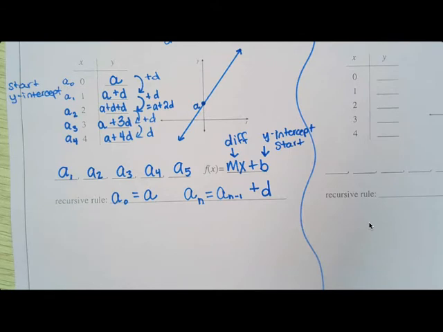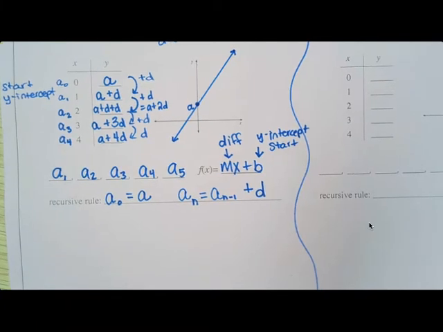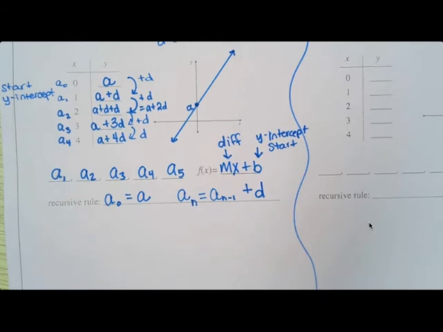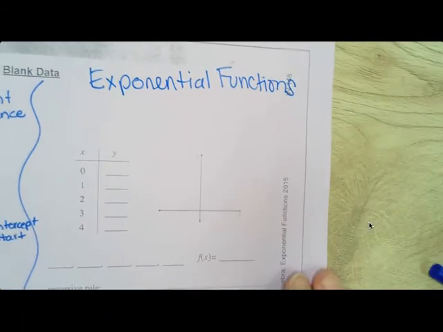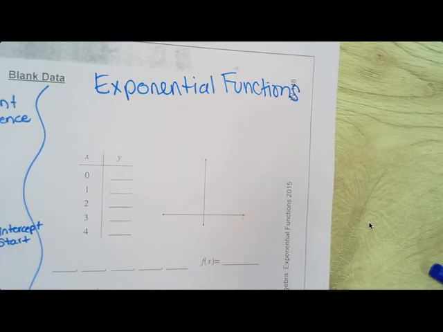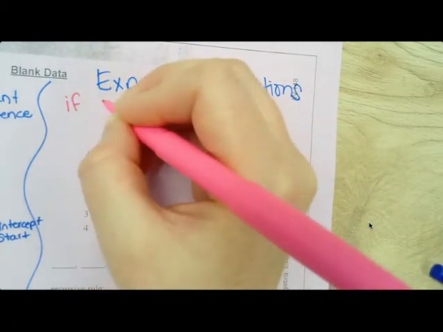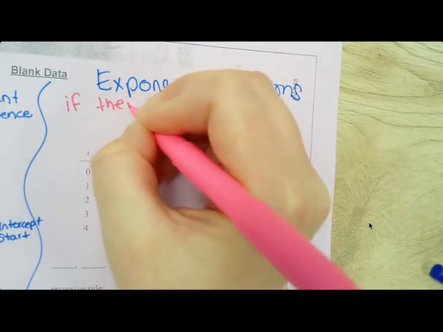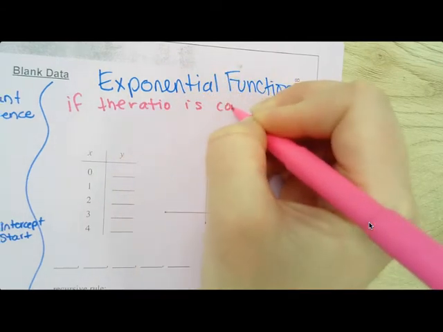Okay, so that's linear. We've been learning linear for most of the year. So now let's look at exponential and how they're the same, but then how they're different. Exponential functions, if the ratio is constant.